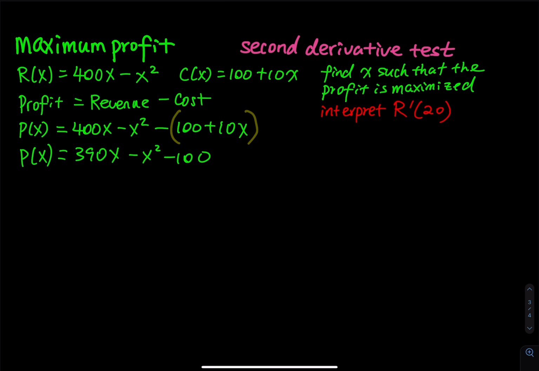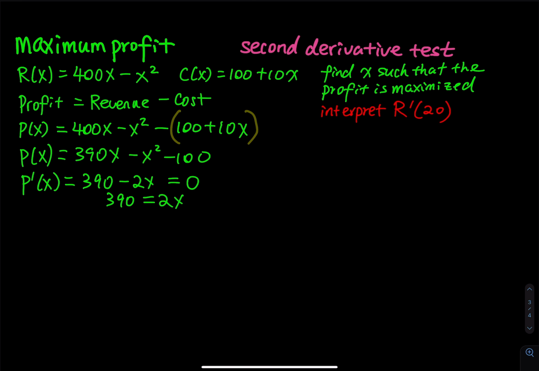Before we dive into that, do you see that the highest degree is 2? We have x squared as the leading term, and this is a minus x squared. That tells me the profit function is a parabola that is concave down. As a result, there is a maximum. So let's take the first derivative. The first derivative is 390 minus 2x, and the derivative of 100 is 0. We set this equal to 0 to find the critical number at the horizontal tangent line, so we have 390 equals 2x.